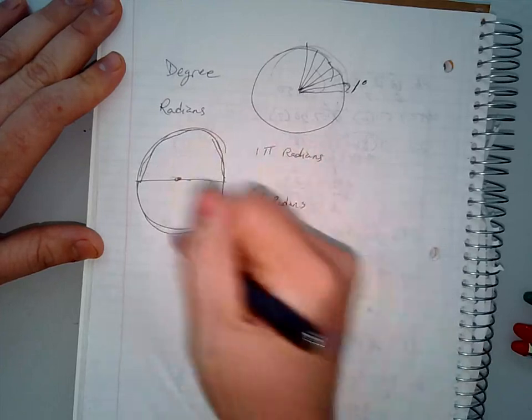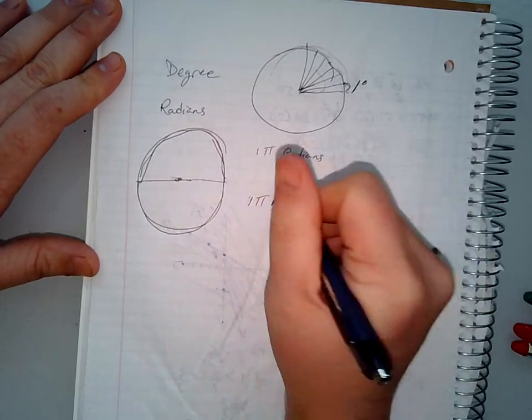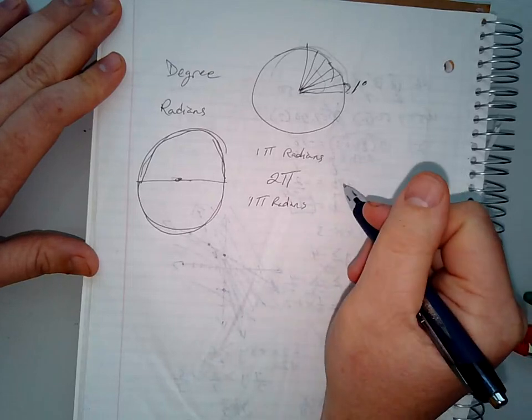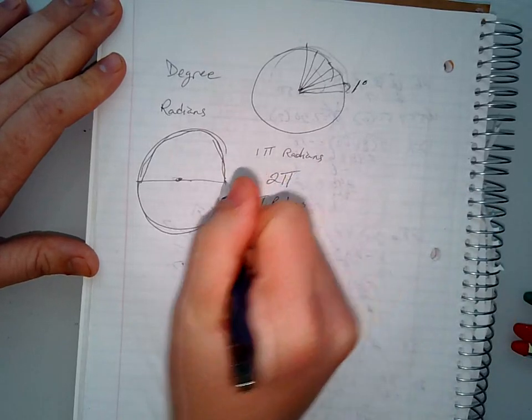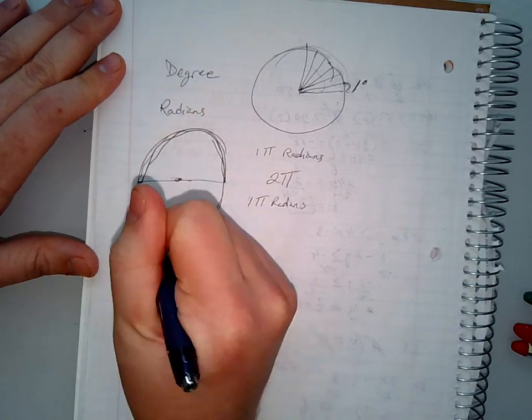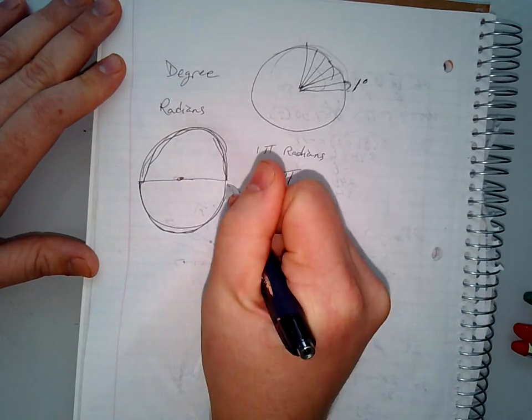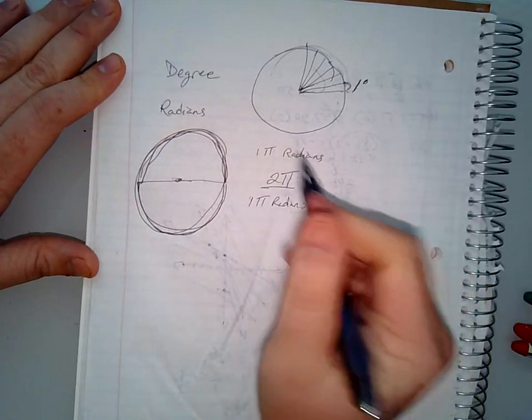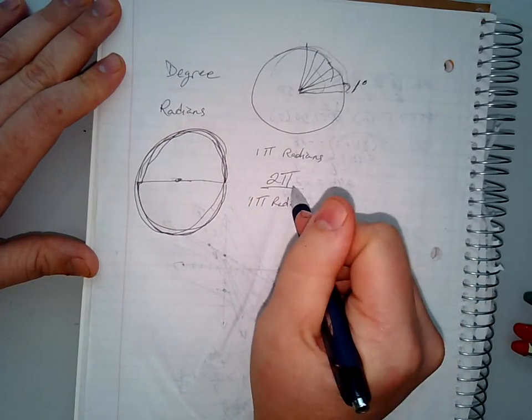So a complete 360-degree circle would be worth 2 pi radians. Okay? So 1/2 of the circle is 1 pi. Then another half of the circle is another pi. So together, one complete circle is 2 pi in radians.